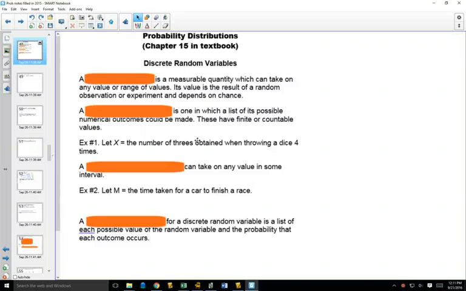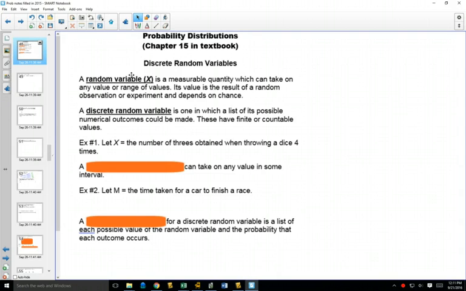So chapter 15 in your textbooks has to do with probability distributions. So we're going to look at random things, random variables, quantities that can take any range of values, and sometimes that random variable is discrete, in which case only certain numbers can happen.